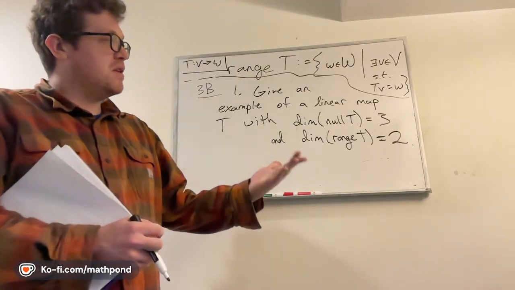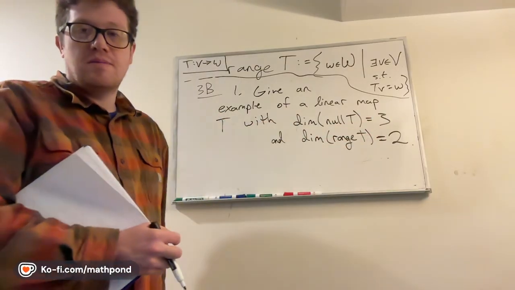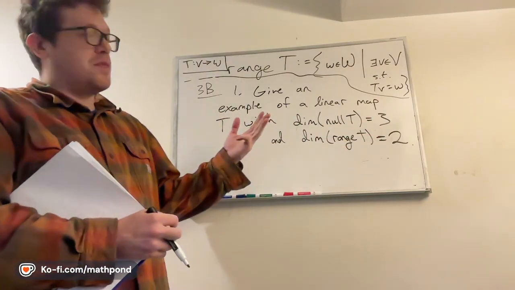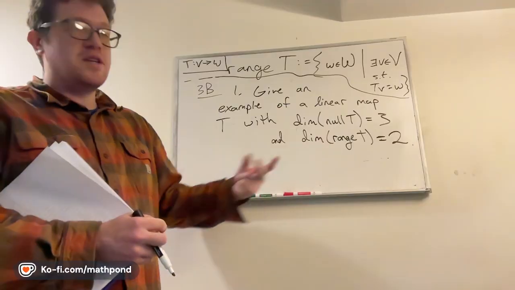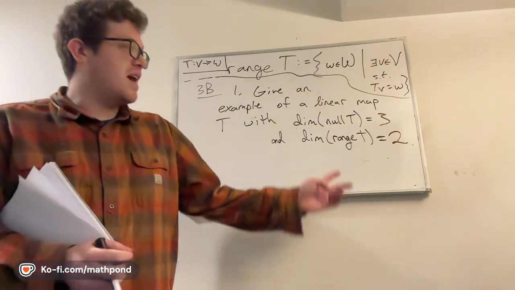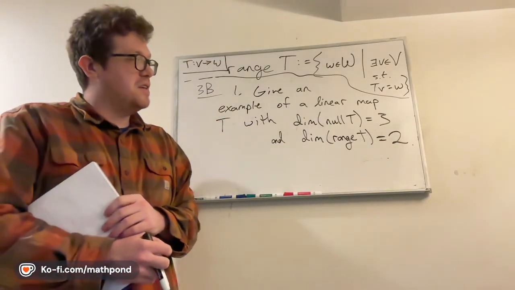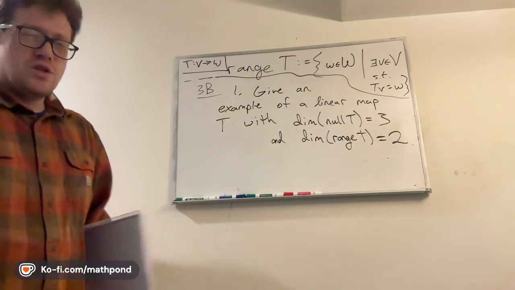So we need a 5-dimensional space because 3 plus 2 has to add up to the dimension of the domain. 3 of the dimensions need to get sent to 0, and 2 of the dimensions need to not get sent to 0, and they need to not be sent to linear combinations of each other either.